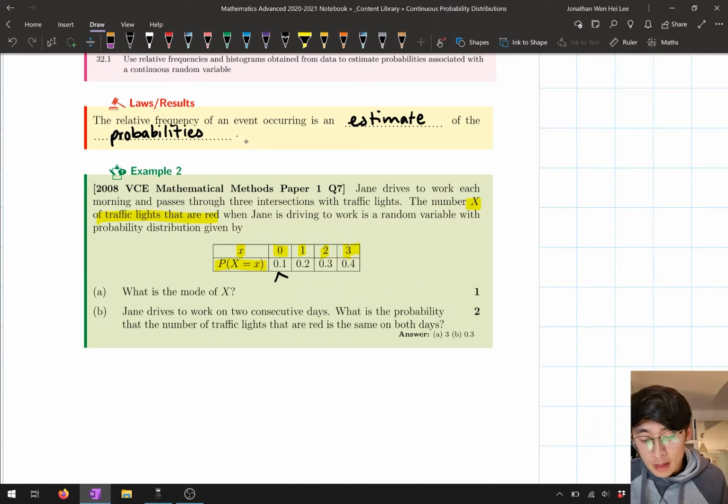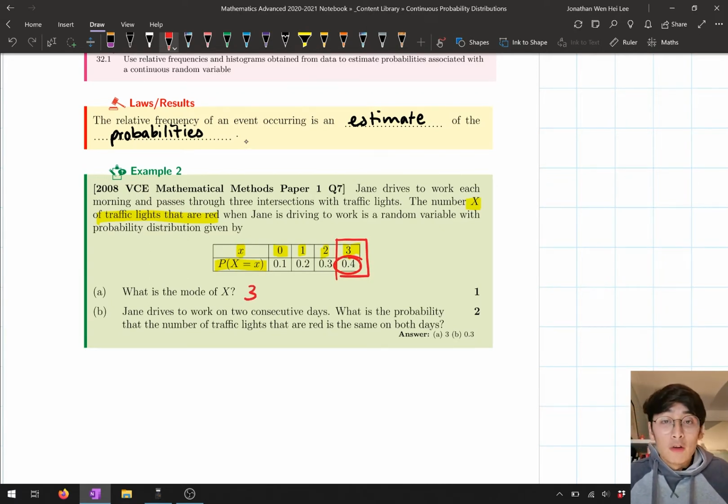Okay. Now the first part is, what is the mode of X? What's the most likely event for Jane? Well, if you remember from our last topic on descriptive statistics, the mode is the one that happens the most. So we're looking for the one that has the highest probability. Here, if we look at our table, the one with the highest probability is 0.4. And so here, the mode is just 3. The most likely number of traffic lights that Jane is going to pass through is 3. The most likely is 3.